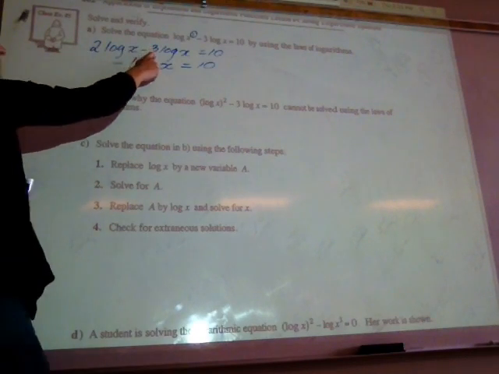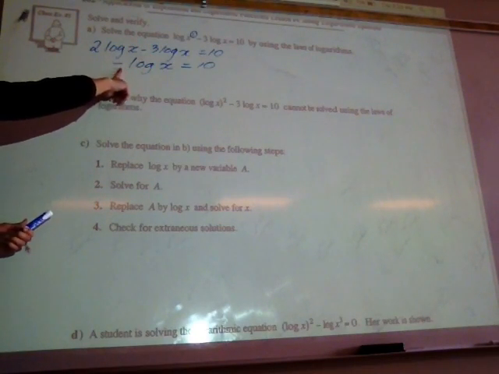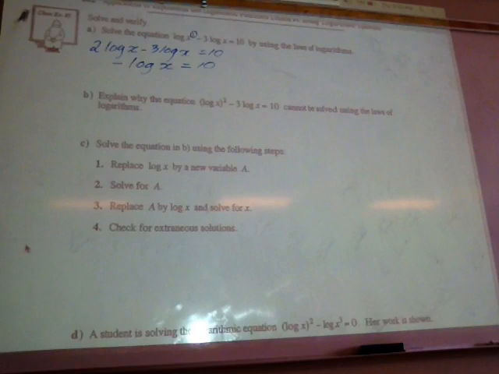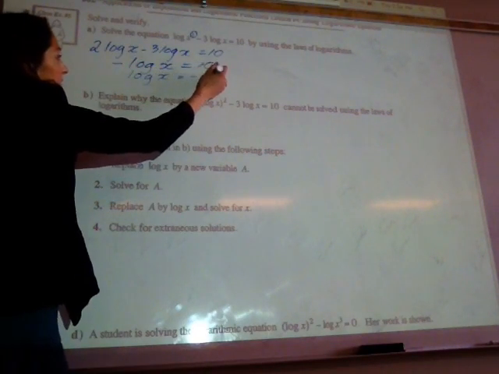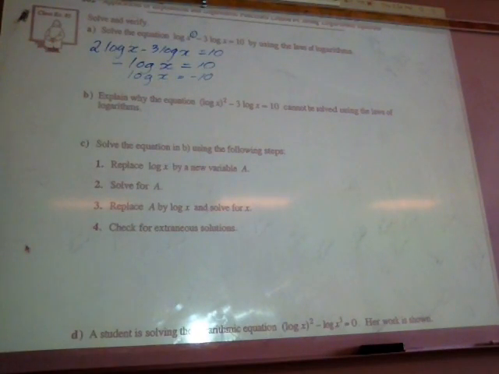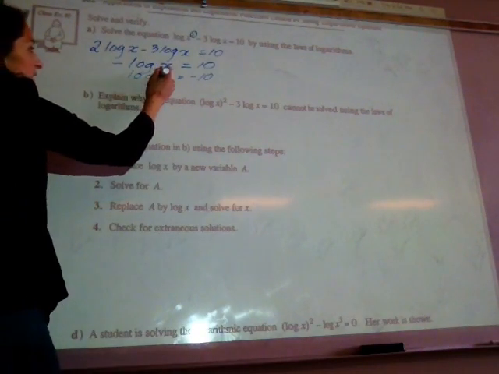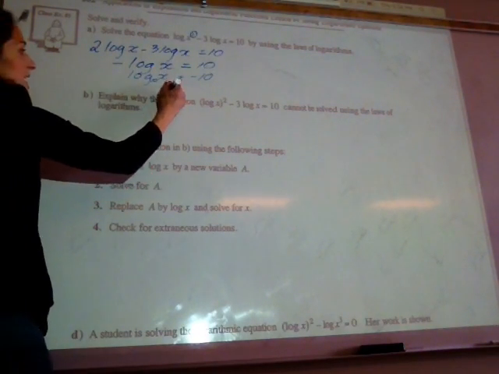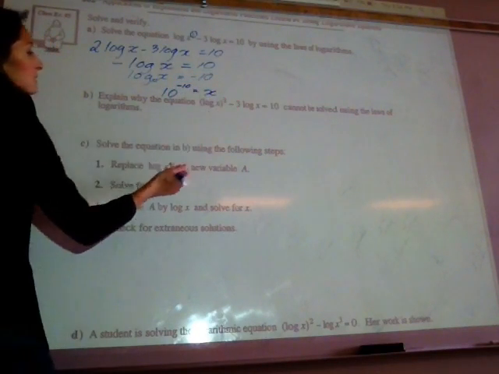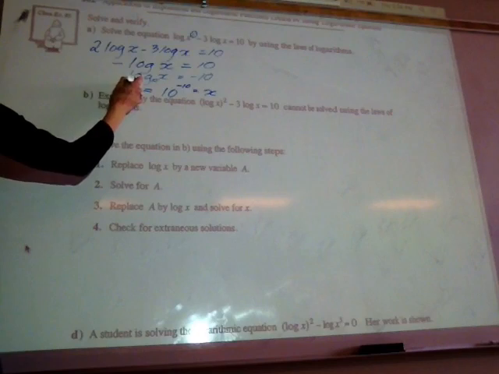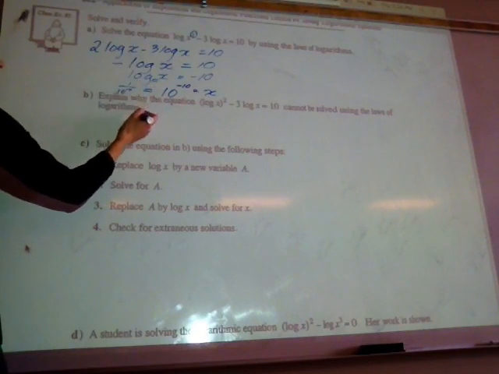So 2 minus 3 is negative 1. Then I'm going to divide both sides by negative 1. And I get log x equals negative 10. It's base 10, so I can convert to exponential form, and I get 10 to the power of negative 10 equals x. Or I could have written that as 1 over 10 to the power of 10.